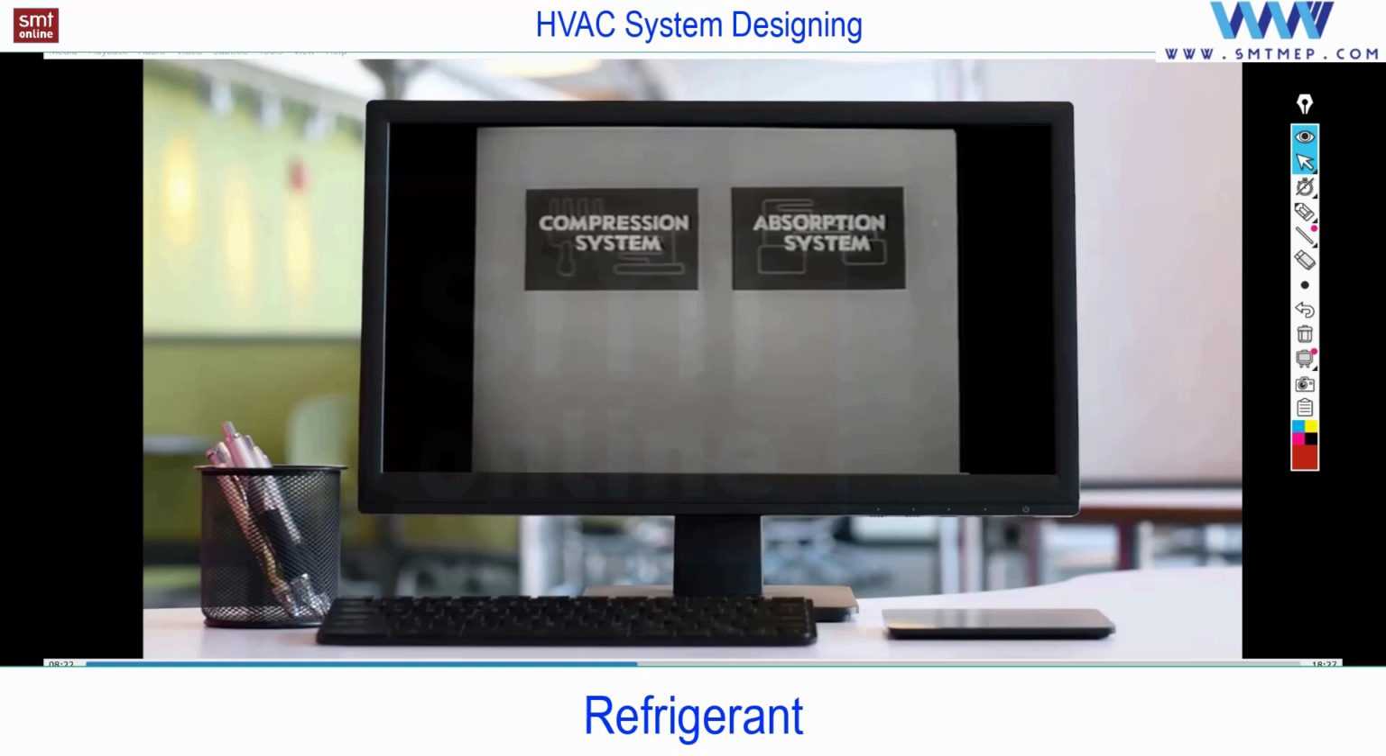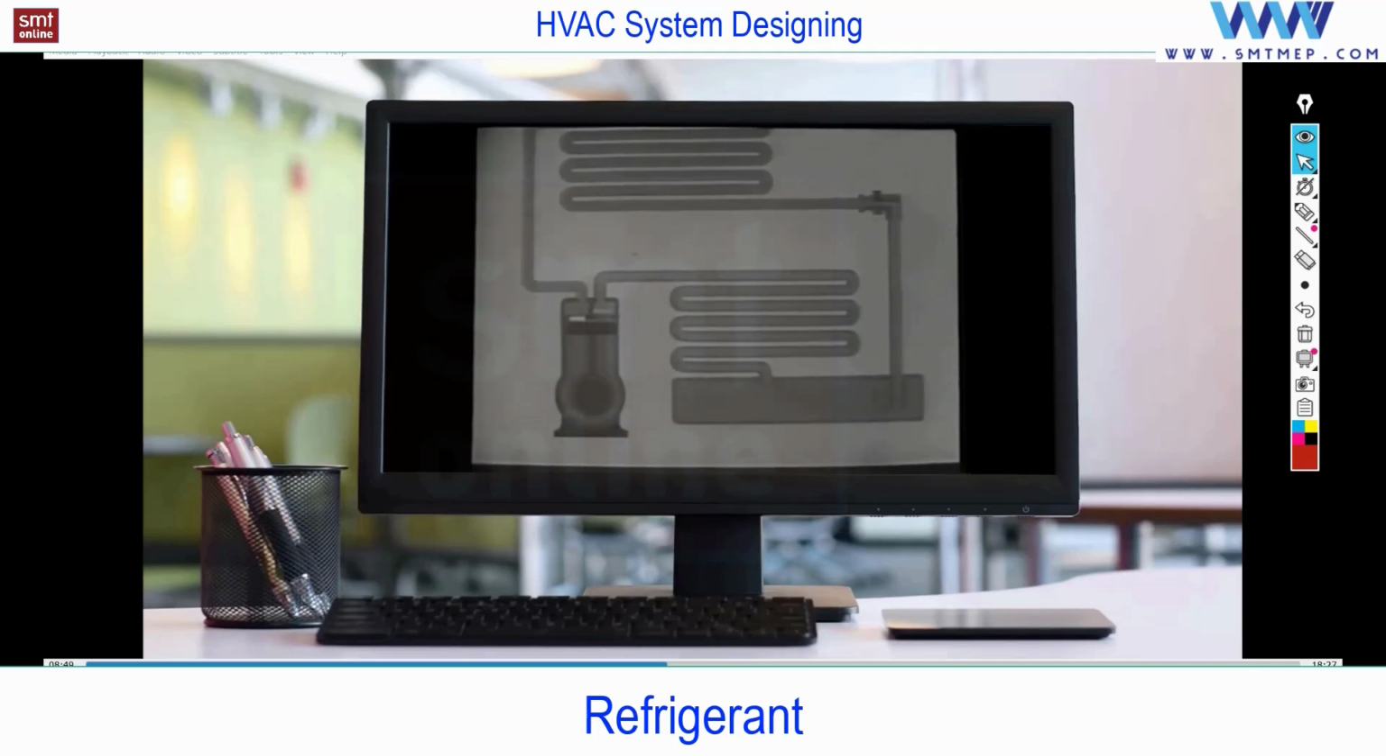There are two principal refrigerating systems, the compression system and the absorption system. The basic difference between them lies in the source of the energy that drives them. The compression system operates on mechanical energy produced by a motor-driven compressor. The absorption system uses heat energy supplied by a flame or some other source of heat.